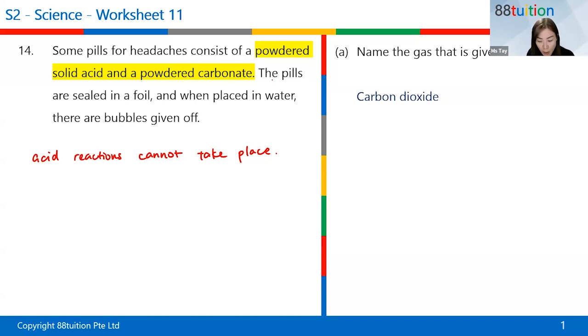Clear? So the pills are sealed in a foil, and when placed in water, there are bubbles given off. So this is the explanation to why, I should write down something. Why is it that there is no reaction at first, but when placed in water, then you see a reaction?